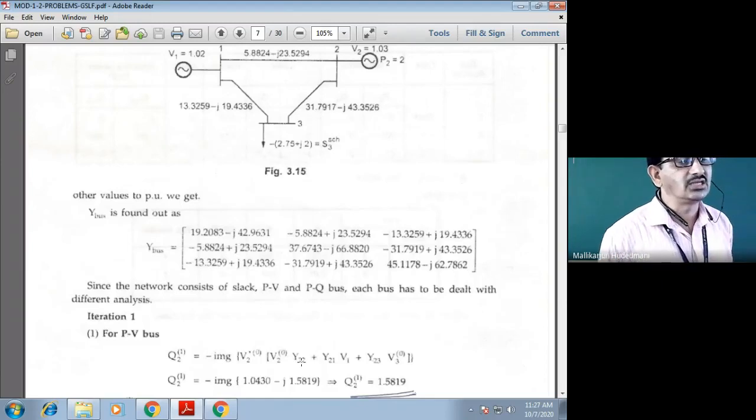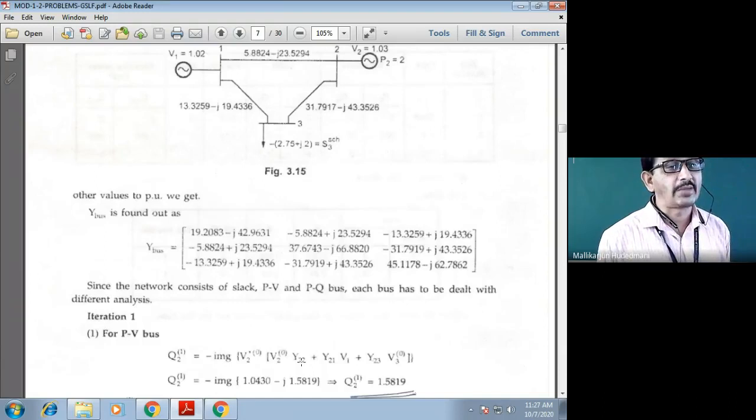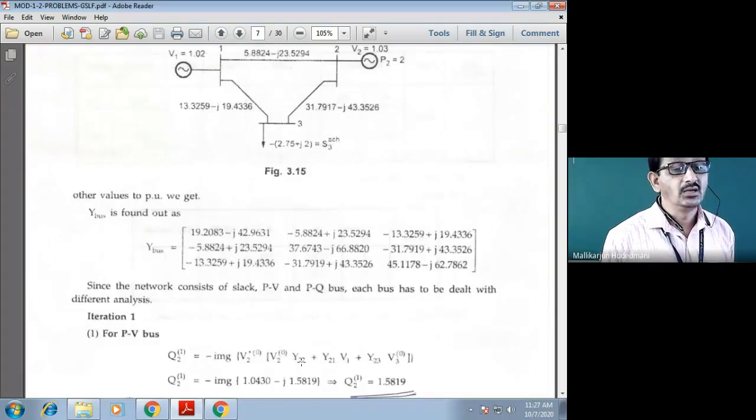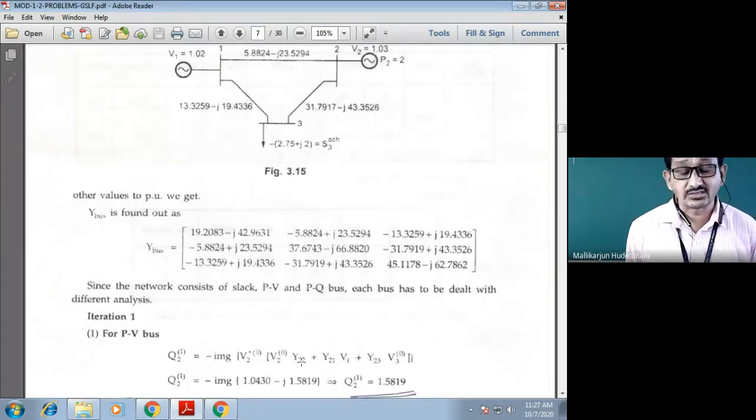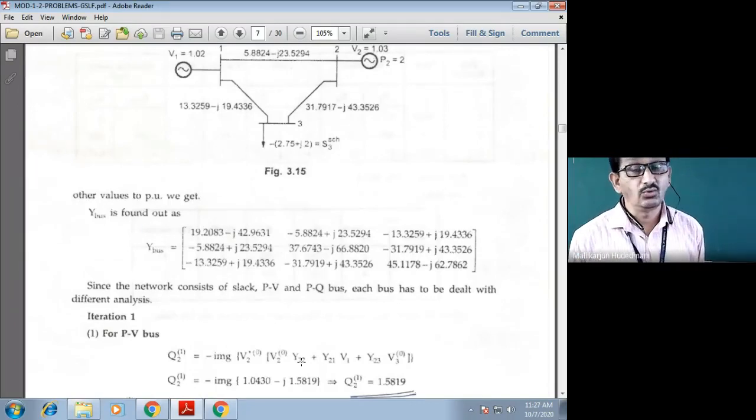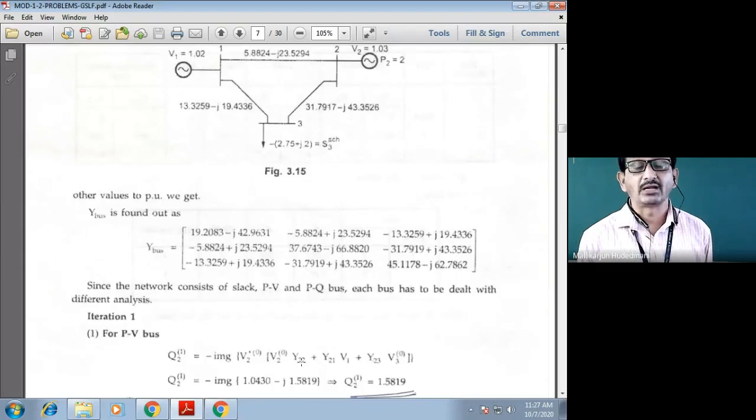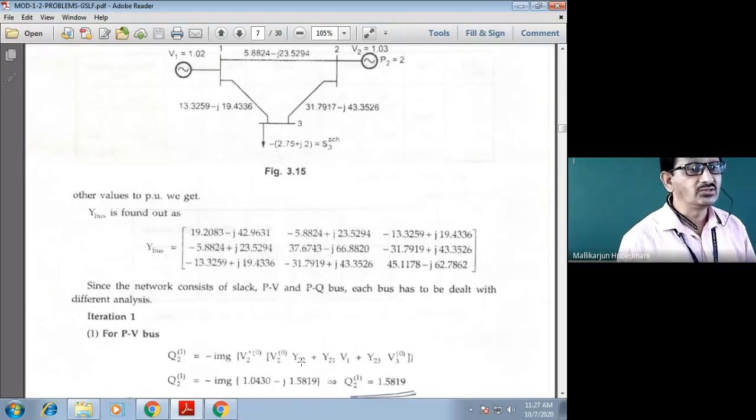To go ahead with the sequence, the slack bus I will not touch. I go to bus number 2. What is the type of the bus? PV bus. Once it is a PV bus, what is my process? Instead of computing voltage directly, I have to calculate the reactive power of that bus. What is the reactive power of that bus? Q2 of 1. Can you see over here? Q2 of 1 is to be computed, which is minus imaginary part of the complex conjugate of power at bus 2.